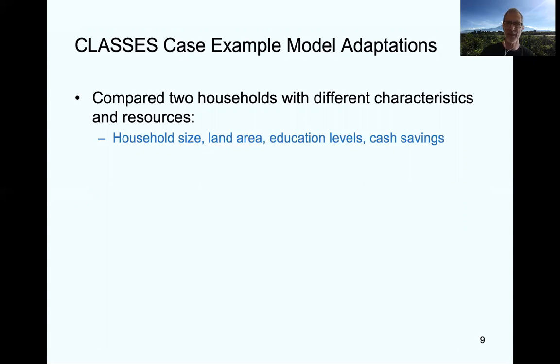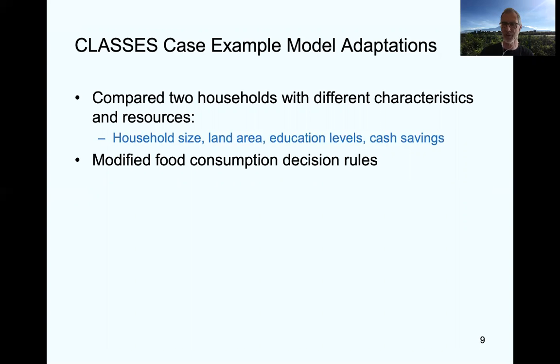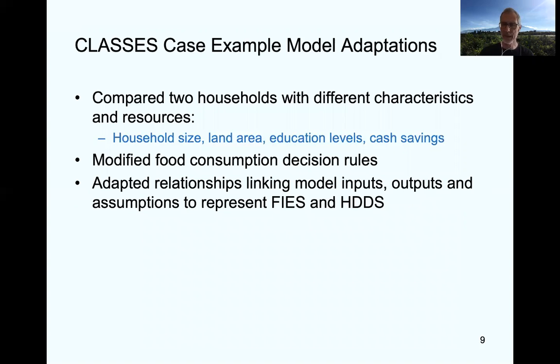We also looked at land area, education levels, and initial levels of cash in the household cash savings stock. We had to modify food consumption decision rules, and there's some discussion of that in detail in the paper. And we also had to adapt some of the relationships linking the model inputs and outputs to the assumptions to represent both the food insecurity experience scale outcomes as well as the household dietary diversity scale outcomes.